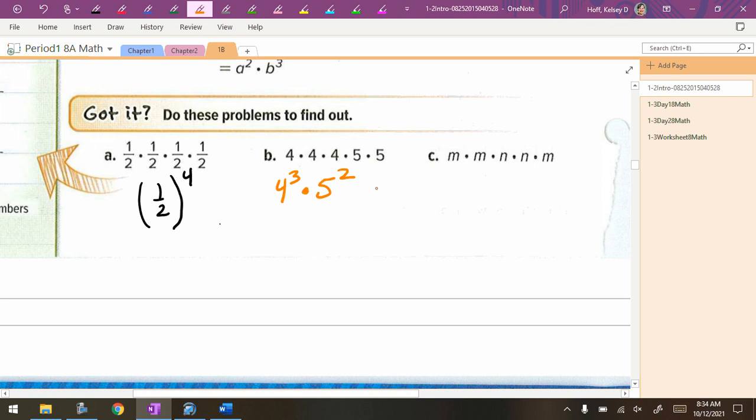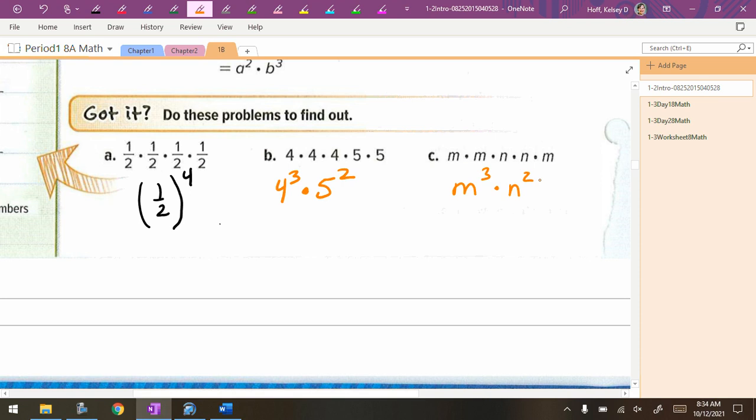4, 4, 4, there's 3 of them. That's how she got the third power. 5 and 5, there's 2 of those. Who can give me the answer to C? Marilyn. Agree or disagree? M to the third times N to the second. Agree. Nicely done.